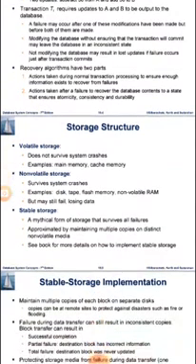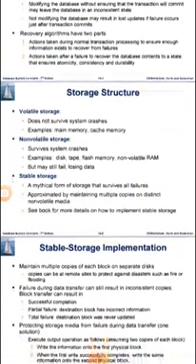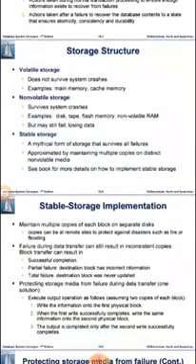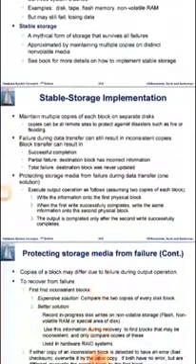Next one is storage structure. In storage structure, there are three types of storage: volatile, non-volatile, and stable. Volatile, you know, is called main memory. Main memory is volatile memory. Then non-volatile is secondary storage, that is disk, tape, flash. Then stable storage survives all failures, right?